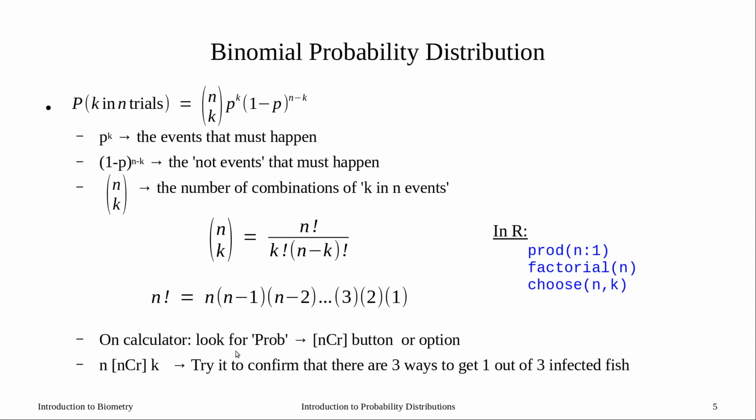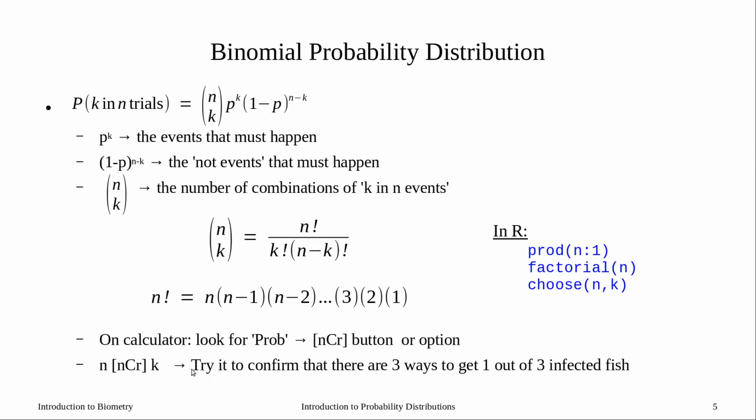So on our calculator, what we're going to do is look for probability settings and then the NCR button. So the N, big C, lowercase r. Here's the N choose R, or number of trials, choose the number of successes button, or the option, depending on the calculator. How we would use it is to give the out of number, N, push that NCR button, and then give the number of successes.